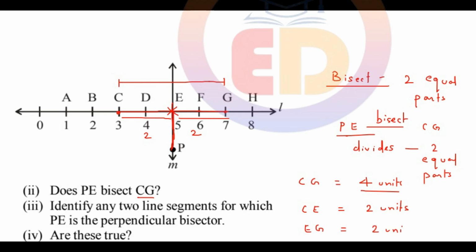So we can say that the line segment PE is dividing CG into 2 equal parts. So we can say that PE is bisecting CG.